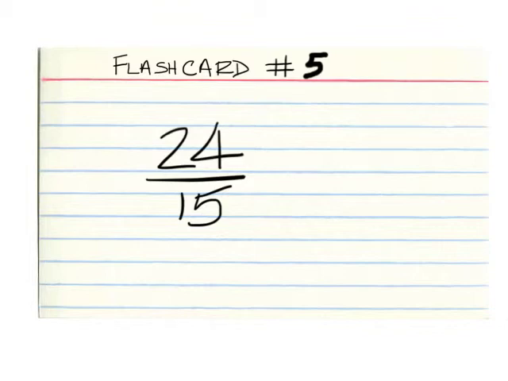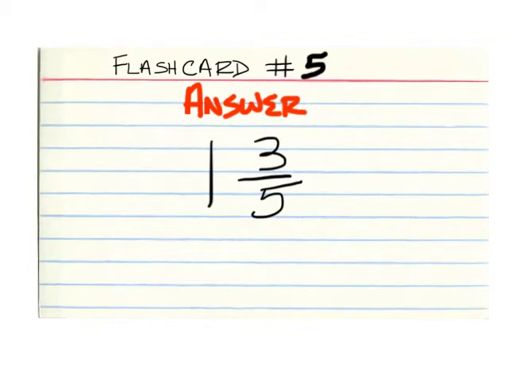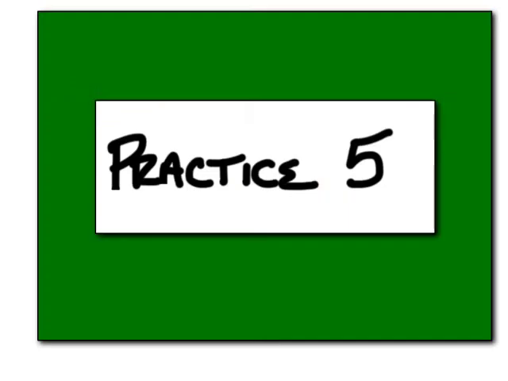One and 9 over 15 is right for the first step, but you have to reduce 9 over 15. What's 9 over 15 reduced? So it'd be 1 3/5.